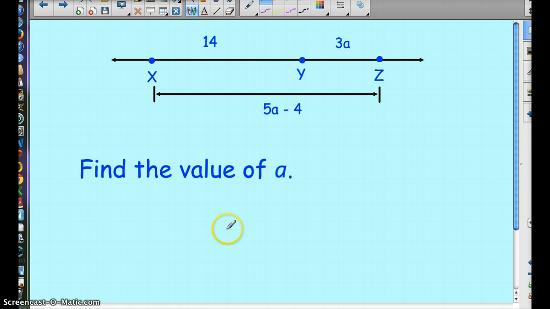So here we have the line segment XZ, which is 5A minus 4.